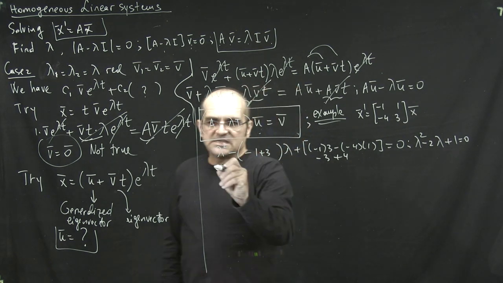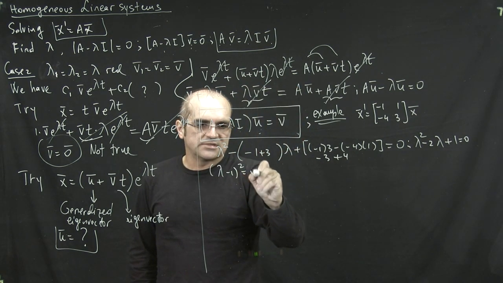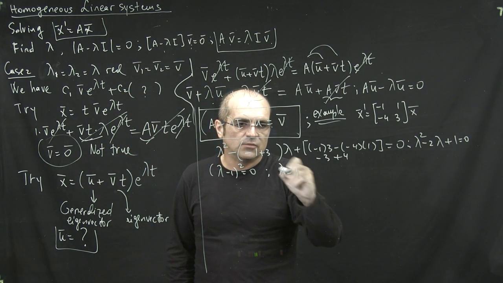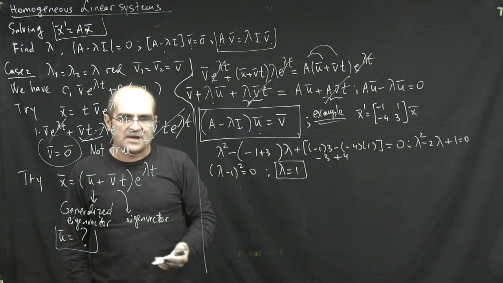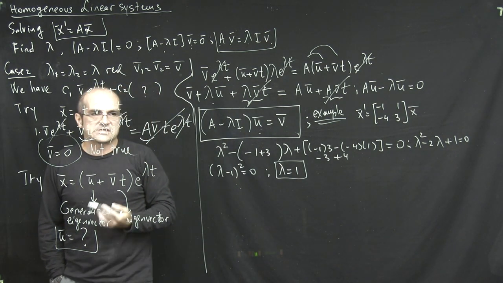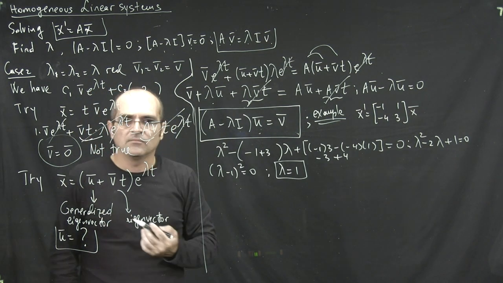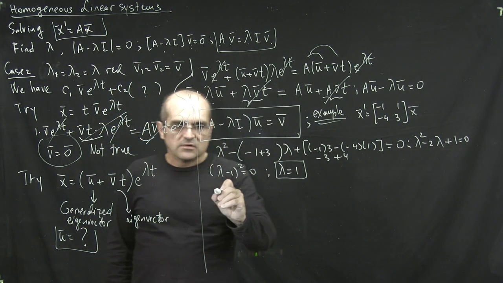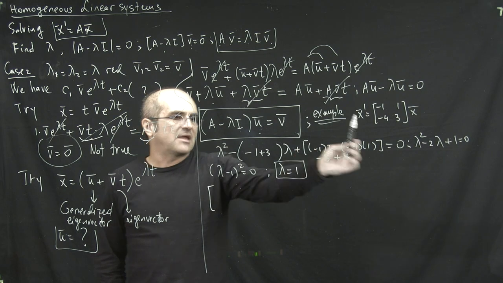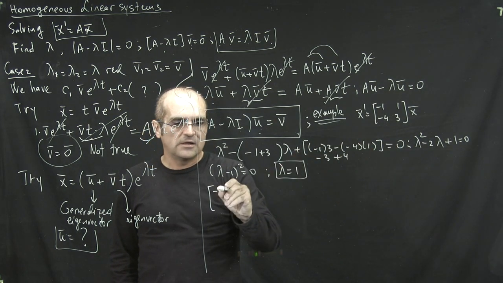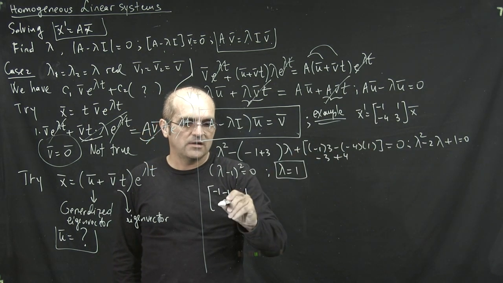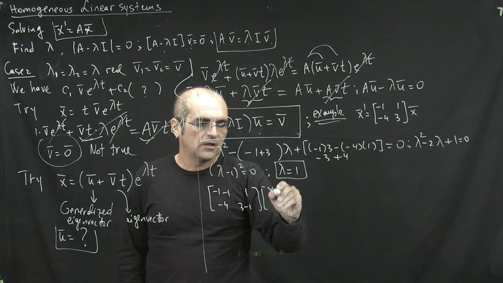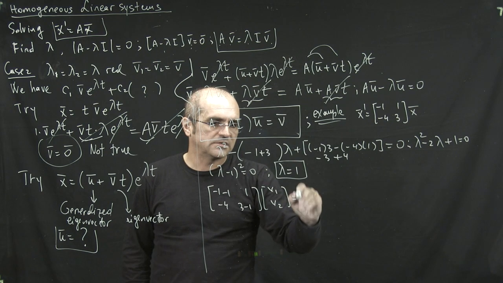So this factors into lambda minus 1 squared equals 0. And notice we have a single eigenvalue. We're not going to call it lambda 1 or lambda 2, right? I mean, it's the same. So just lambda equals 1. What about the eigenvector? So let's pay attention here. We pull out lambda from the main diagonal. So minus 1, 1, minus 4, 3 minus 1, times v1, v2 equals 0, 0.